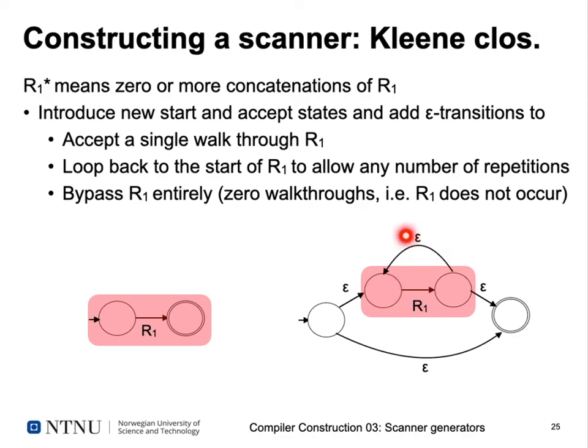Or we have this repeating epsilon transition here, which means we start with one instance of R1, go back to the beginning, read the next instance of R1, and so on until we end up at an accepting state.